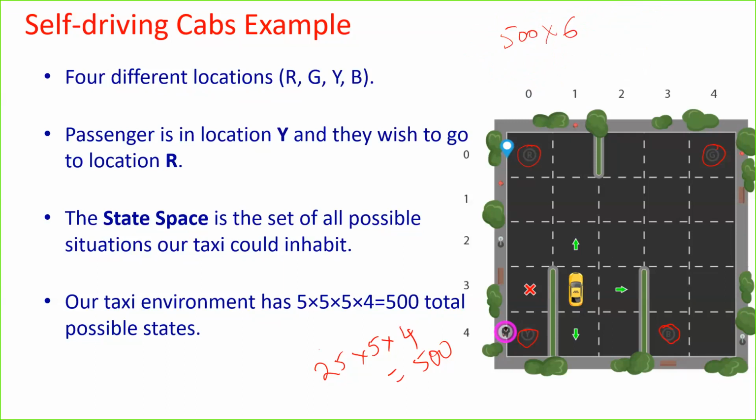What are the 6? 4 directions plus pick up and drop off. So the size of the Q table is 500 by 6. All right. Is it clear, sir? Why is it 500 by 6?